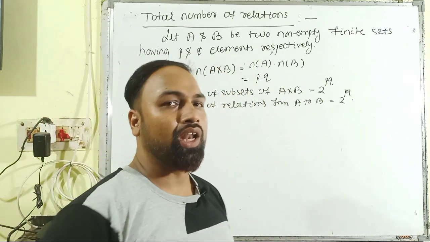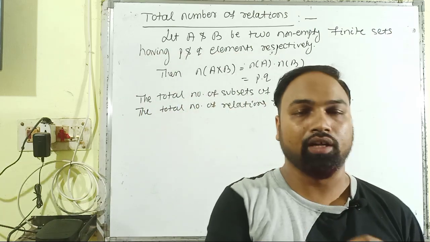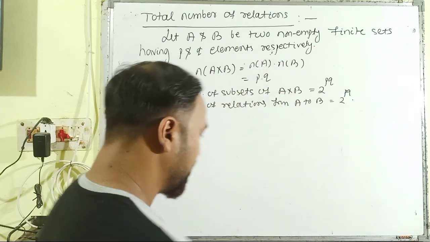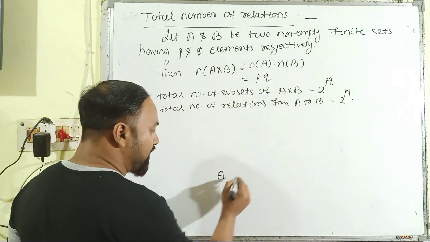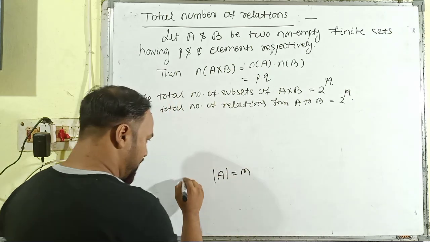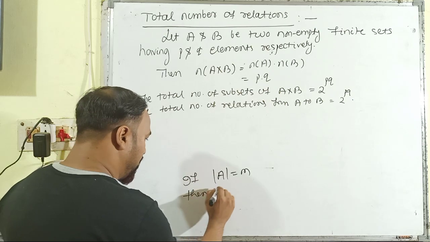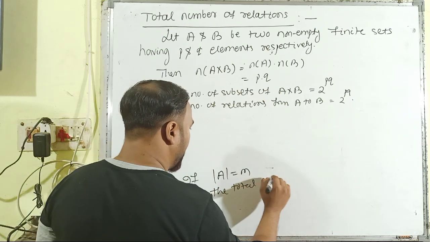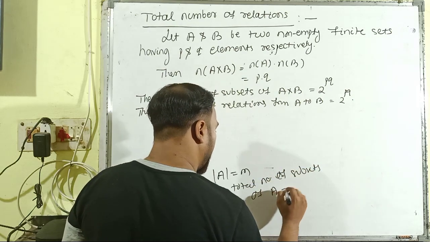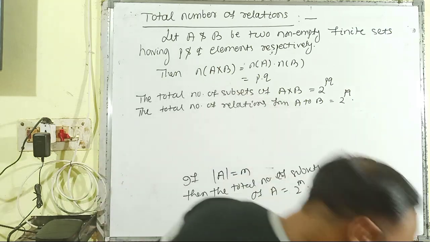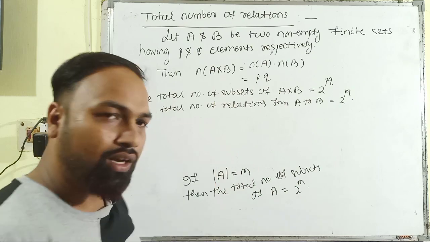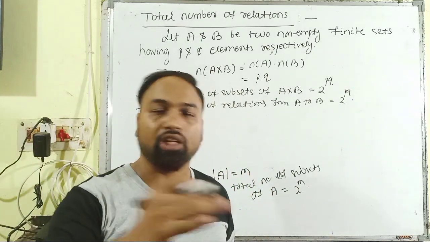Before going to the total number of relations, first of all we have to remember the case of the total number of subsets of a set A. If A is a finite set containing n elements, that means the cardinality of A is equal to n, then the total number of subsets of the set A is 2 to the power n. We have already discussed it in the set chapter. By using this fundamental, we can derive the total number of relations in between two sets.